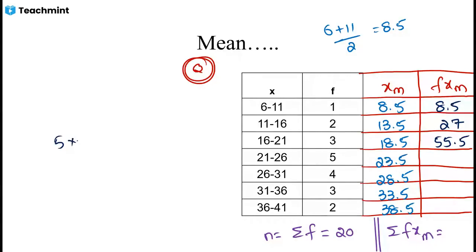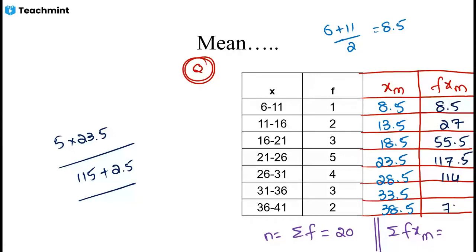5 into 23.5, I don't do it directly. 5 into 23 is 115. Half of 5 is 2.5, so we can call it 117.5. When it is an even number, no problem, right? First, I will multiply with 2. This will become 57, into 2 is 114. We don't have an issue when multiplying with an even number. But when you are multiplying with an odd number, there you face some issue, right?